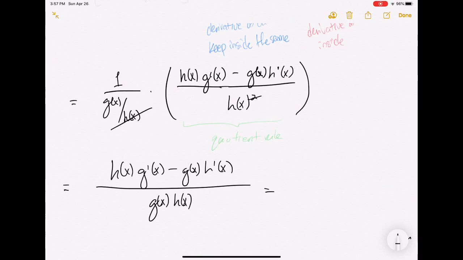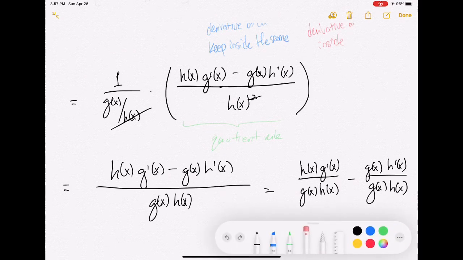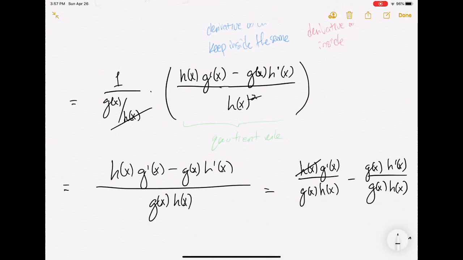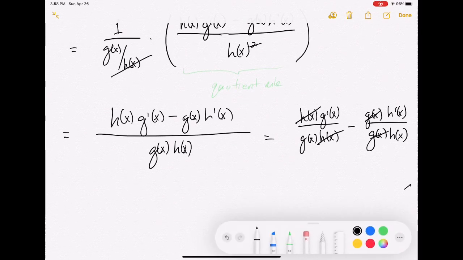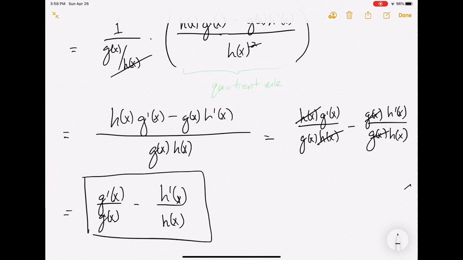And you'll notice if I split this up now, I have h of x, g prime of x, divided by g of x, h of x, minus g of x, h prime of x, divided by g of x, h of x, and the right things cancel, namely the h there and the g's here, and we get exactly the answer the PDF gives us, which is g prime of x divided by g of x minus h prime of x divided by h of x. This is the answer the exam gives.